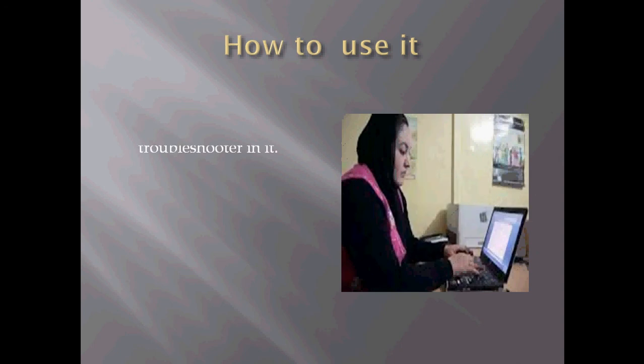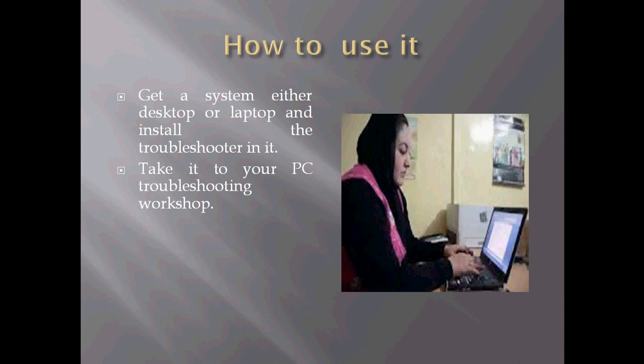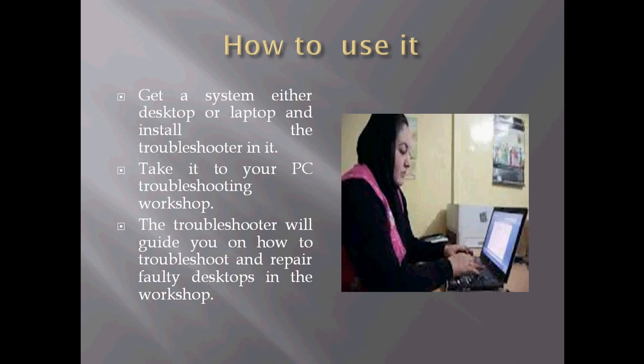How to use Gwani Troubleshooter. You need to get a system, either desktop or laptop, and install the troubleshooter in it. That will be your guide. Then you take this PC, which has the troubleshooter installed, to your workshop whenever you want to troubleshoot other systems. The system having the troubleshooter will interactively guide you on how to troubleshoot other systems. It's an interactive guide telling you what to do, asking you what you have observed when you have done a particular thing, and from there it can pinpoint what is wrong with the computer.